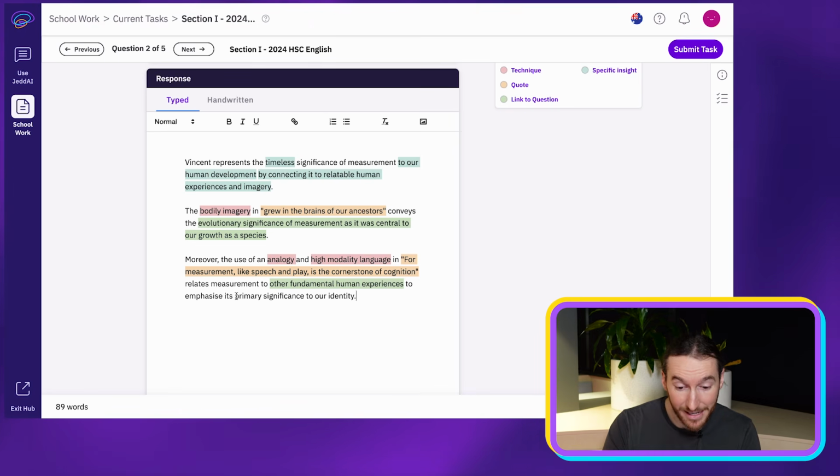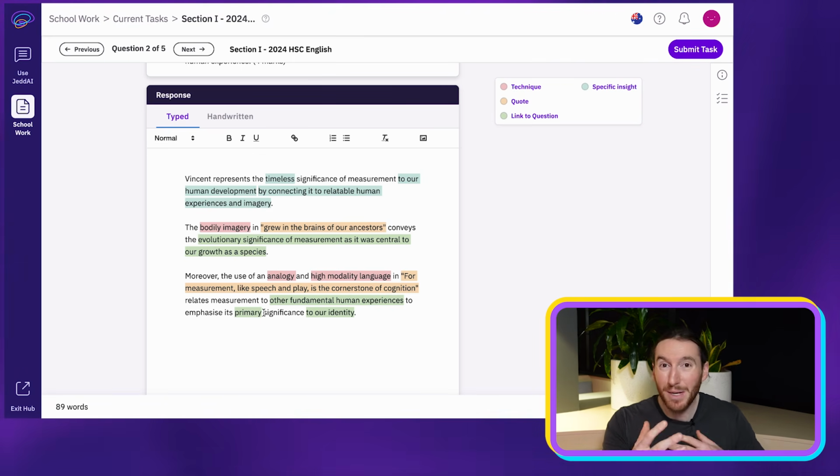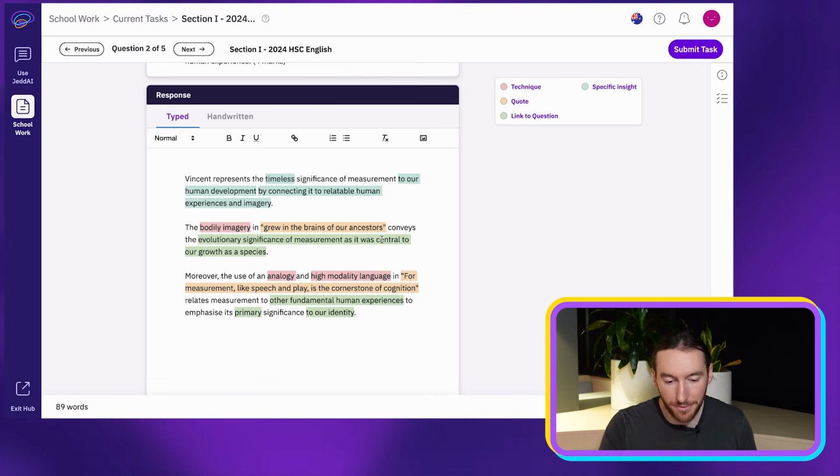And it then says to emphasize its primary significance to our identity. So yes, we've got the word significance in there, but I'll just show you the expansion on the question here, more importantly, because it's one thing to use the keyword of the question, it's another to have that expansion. So have a look at the word primary. Simple one to add here, primary significance. I didn't want to say central significance because I used that above. And then I've said what it's significant to. And again, I didn't want to say to our development because that would repeat the question, but it's still something specific here because it says it's the cornerstone of cognition, cognitive, our brain, right?